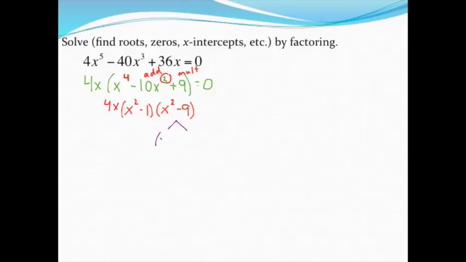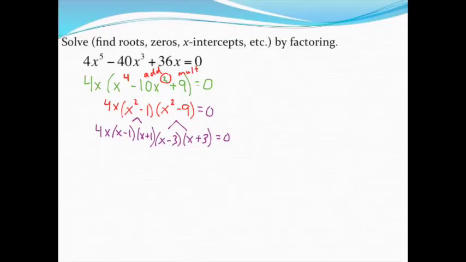X squared minus 9 would factor into x minus 3 and x plus 3. Remember, we take the square roots and then I change the signs. If you need help with factoring, I highly recommend you go back and watch some of those factoring videos. X squared minus 1, the square root of 1 is just 1, so this will factor into x minus 1 and x plus 1. And then I've got that GCF in front still of 4x. So I end up with 5 total factors, 4 parentheses, and then that 4x in front.